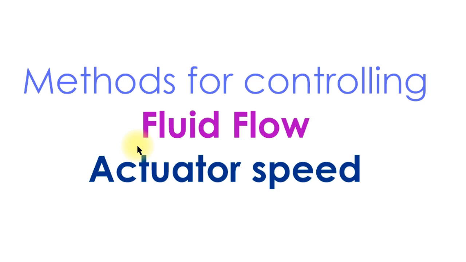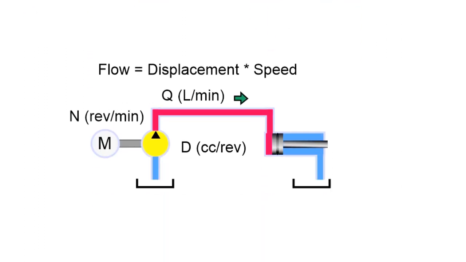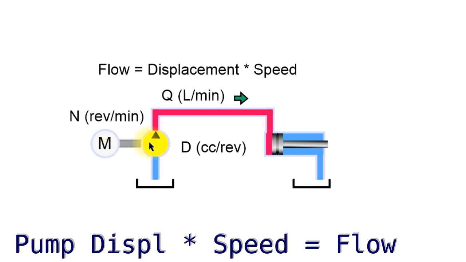So let's look at some methods of controlling the fluid flow. If we have control of the flow, we've got control of our actuator speeds. So there are a number of ways of doing this. This is probably the simplest, not the most common. We have a fixed displacement pump running at a set speed. That will put a certain amount of flow into the system, and the cylinder will move at that speed. We may have some directional valves in here, but the speed of the actuator is basically equivalent to the flow rate coming from our pump.